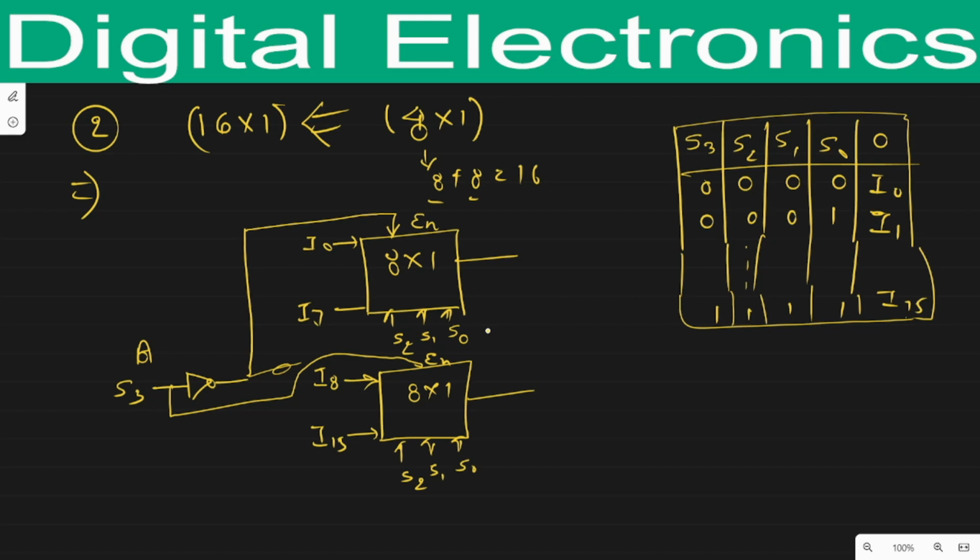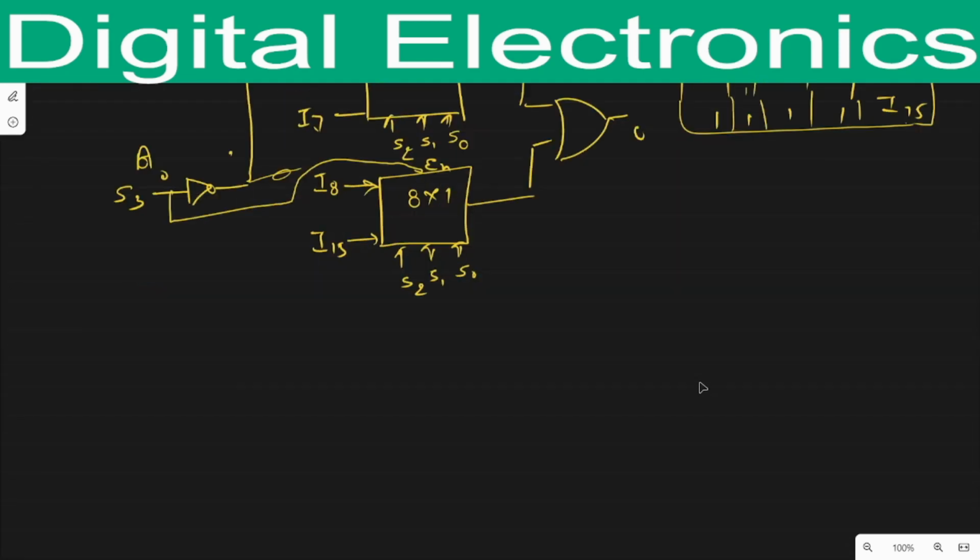Okay, so when S3 equals 0, the upper one will be activated and we will get the output from this multiplexer. And when S3 equals 1, at that time we will get the output of the NOT gate as 0, so it will deactivate the upper multiplexer and activate the lower multiplexer. Now here we have two outputs, so we can connect an OR gate and this will provide us output O. Okay, so this one is our second question.